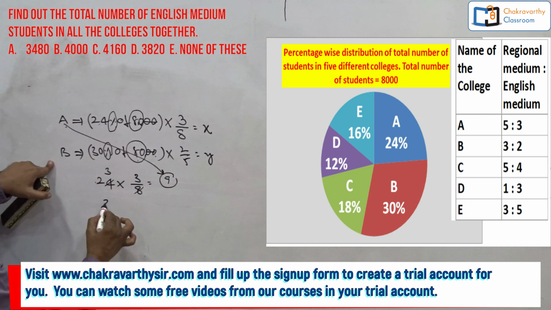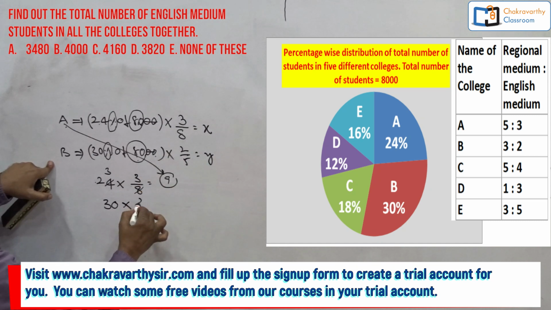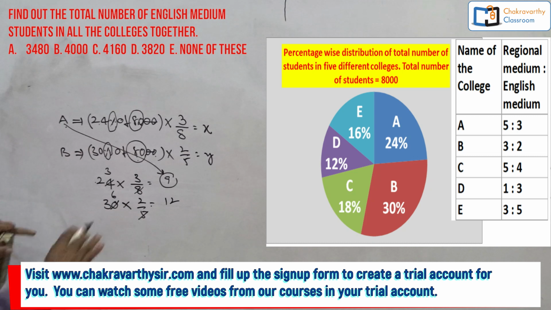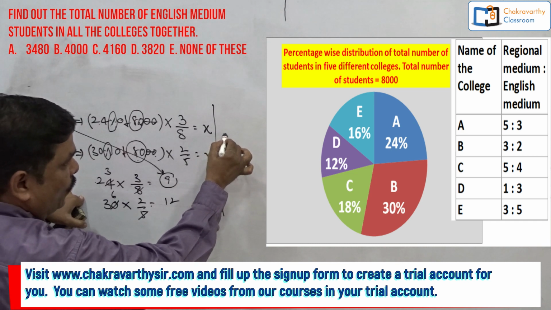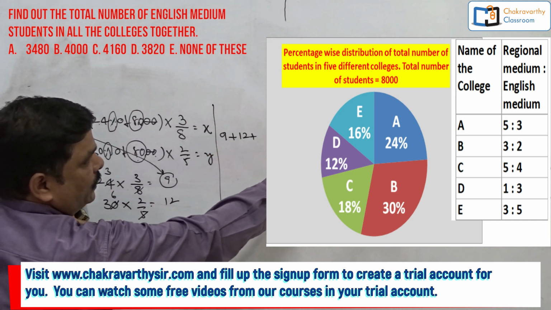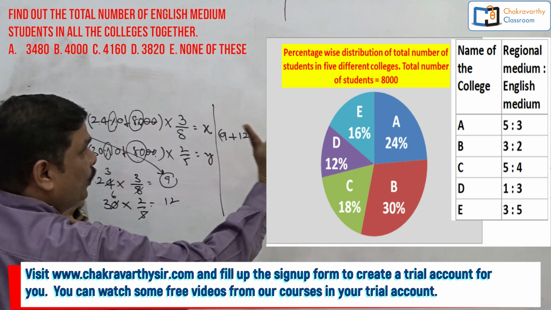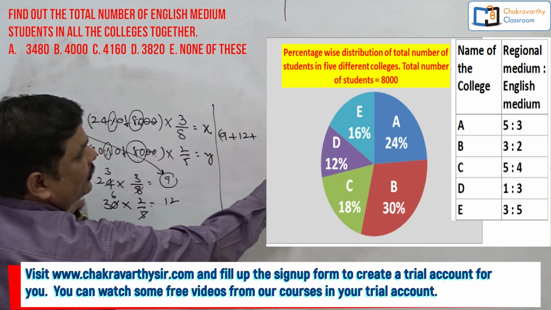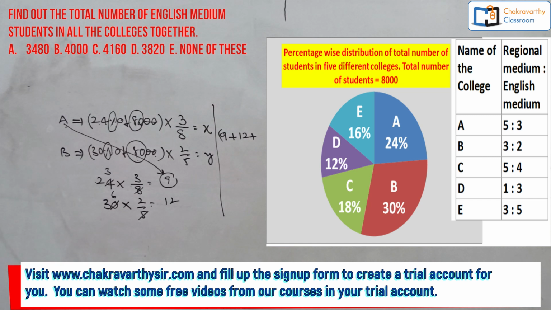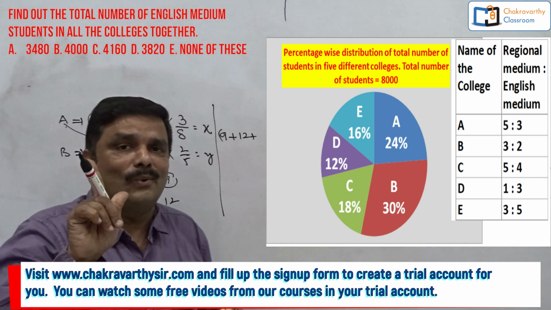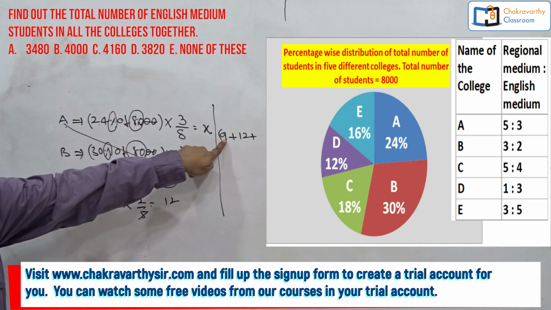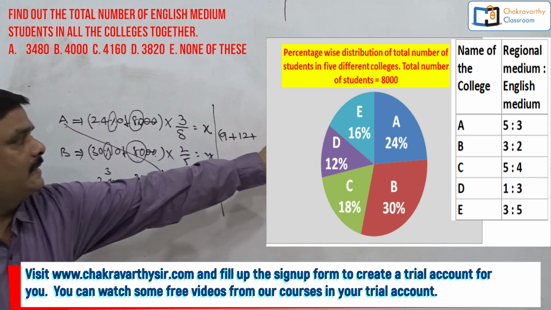For B, this is 30 into 2 by 5, 5 6s are 30, so this is 12. For C you get one value, for D, for E. Finally, this A's value 9 plus 12 plus C, D, E, into only one time you have to go by 80. That's it. You will get the answer finally. Have you got the idea, students? Instead of going for this much elaborated way, in one step you can go for the answer. That step is A's value plus B's value, C's, D's, E's into 80.